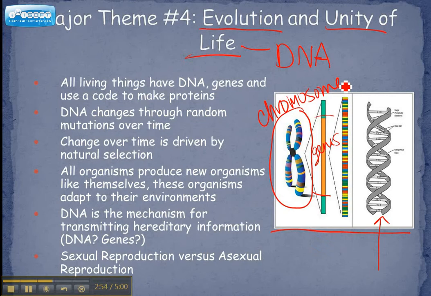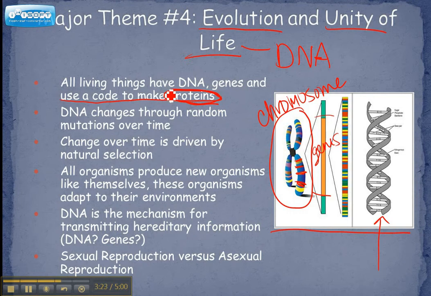So chromosomes, if we start to unwind them, we see these little banded segments along the chromosome that we would call genes. As we zoom in more, we see that the genes are just made up of a long piece of DNA. And as we zoom in, we know that that DNA actually is twisted up like a ladder. So all living things have this DNA, they have these genes, and these genes are using a code to make proteins. And we'll talk about that a lot more third quarter and what proteins actually do for our body.